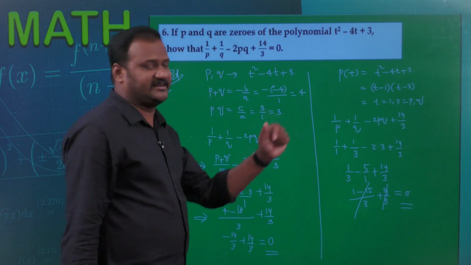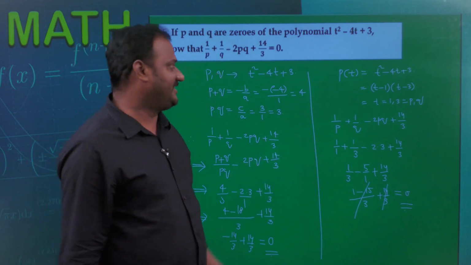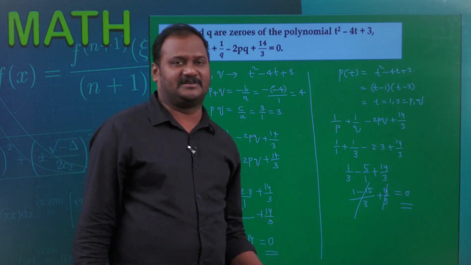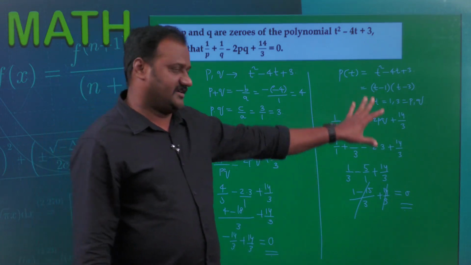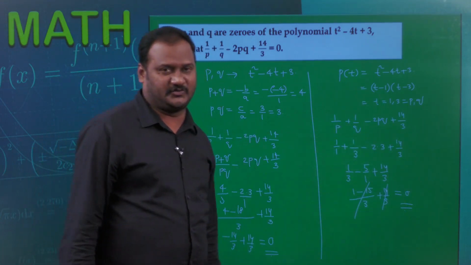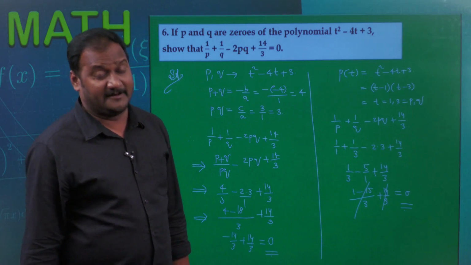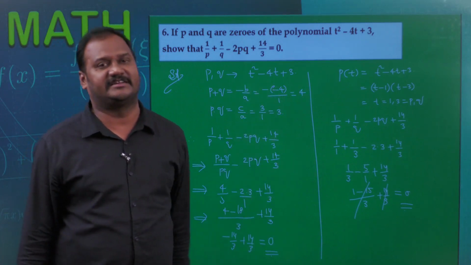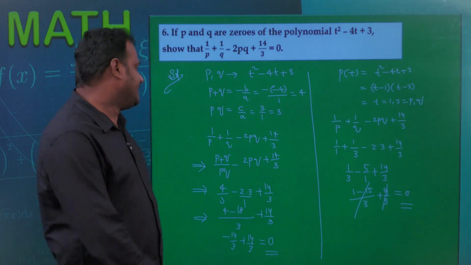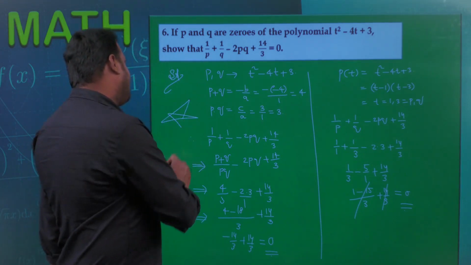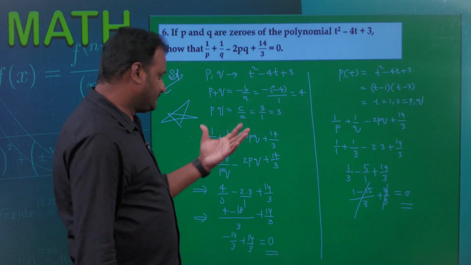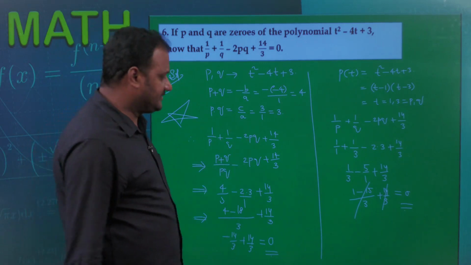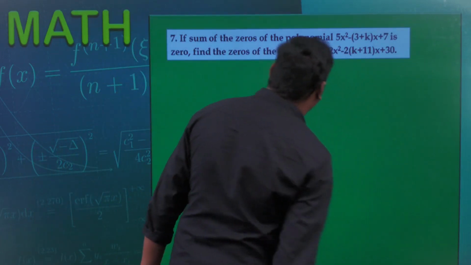But see, this method is not applicable all the time. Here t square minus 4t plus 3 can be factorized. That's why we found the factors. Of course, we are done with the problem. But most of the times, majority of the times, that factorization cannot be possible. So that is why you will have to depend on this systematic way of answering the problem. Right? Moving on to the next problem.